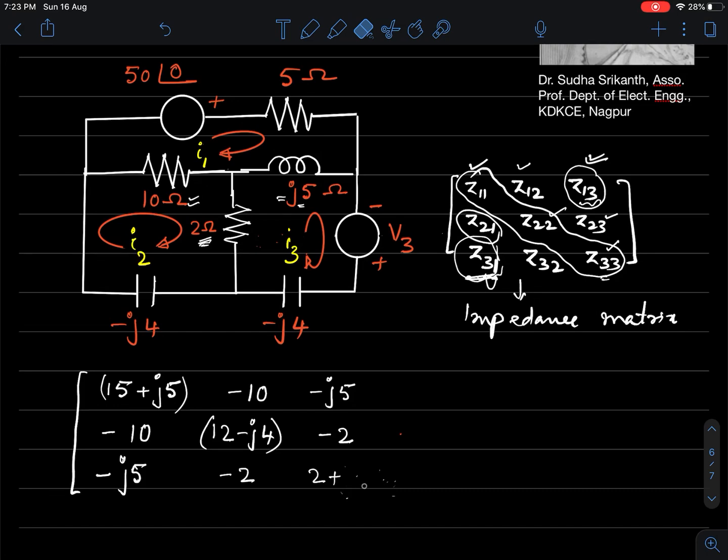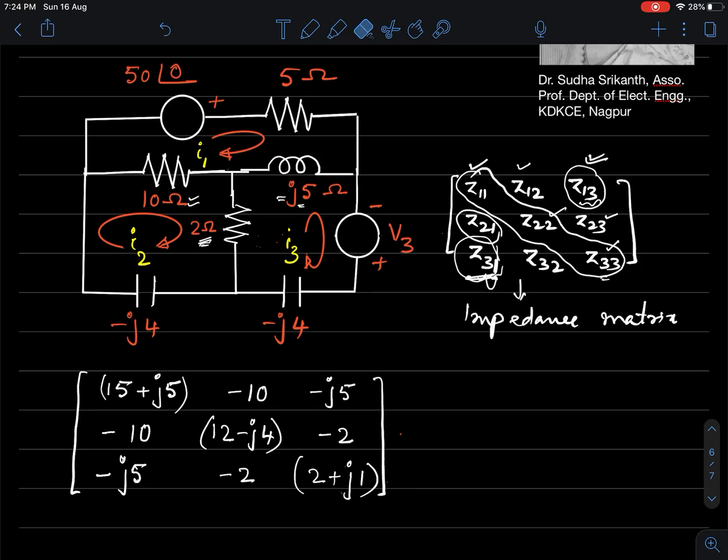Okay, eraser is too small. Anyway, this is J1. I'll put it in bracket. This is my impedance matrix. See, so quickly we were able to write the impedance matrix.